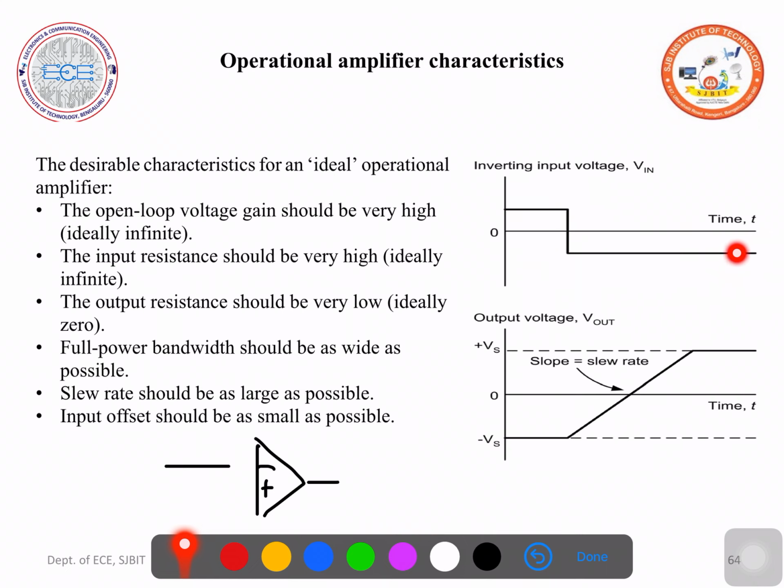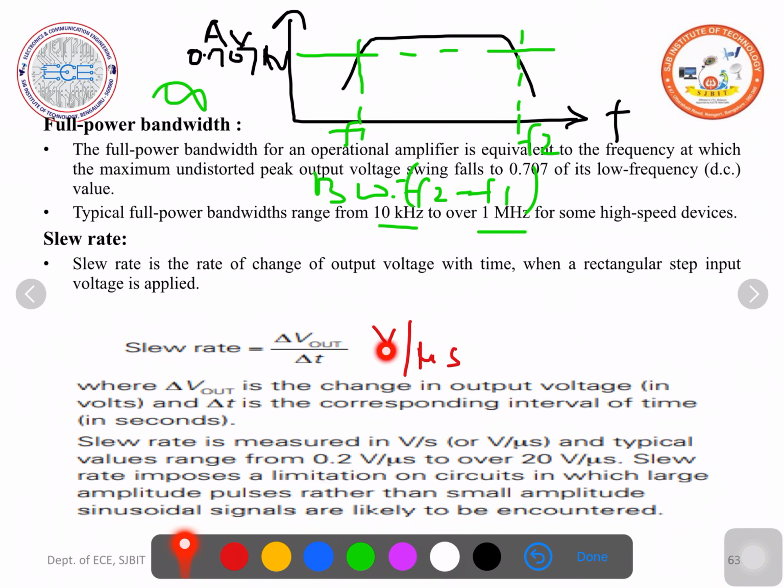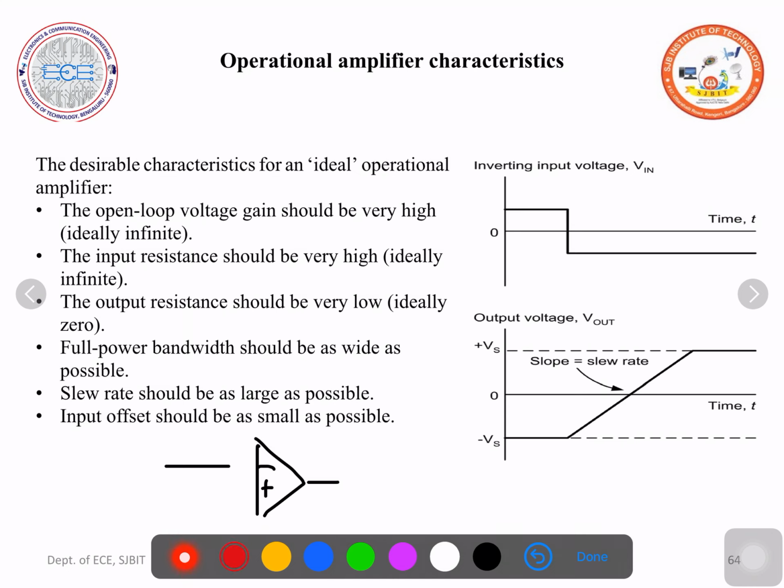So usually what we expect, if this is the input, the output also should change like this, because slew rate is the rate of change of output voltage with time. So how much time does it take? Ideally slew rate is infinity. If it is ideal, definitely it should have changed here itself. But here it is not the ideal case, so it takes some time to reach the destination output voltage. It is taking this much time.